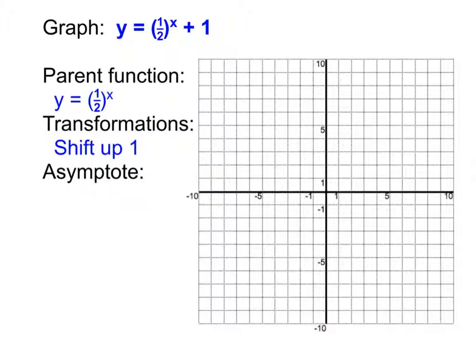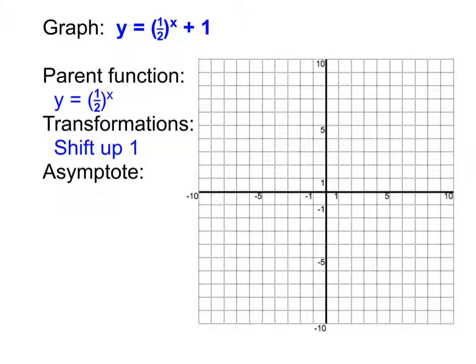In this case, my parent function is just 1/2 to the power of x. Remember, parent function is always just the number to the power of x. Now the plus 1 then is not part of the parent function. Since it's hanging on the end, that means it's been moved up 1. So the entire graph has been moved up 1.